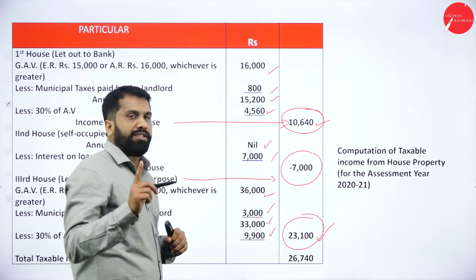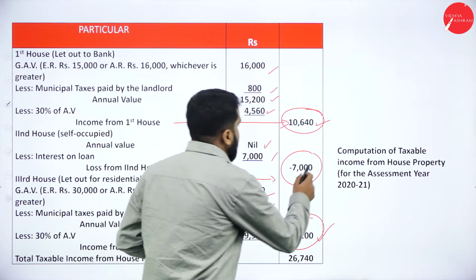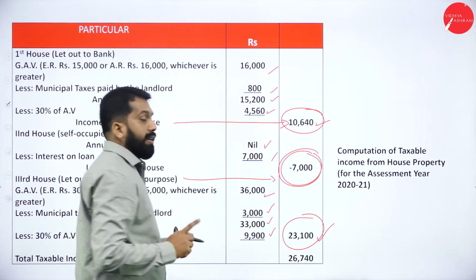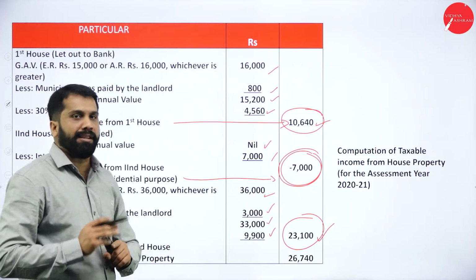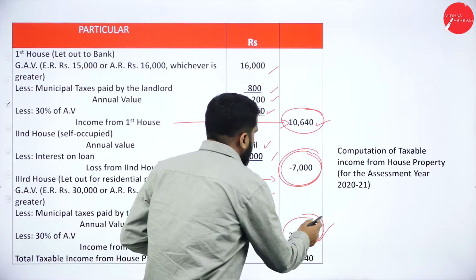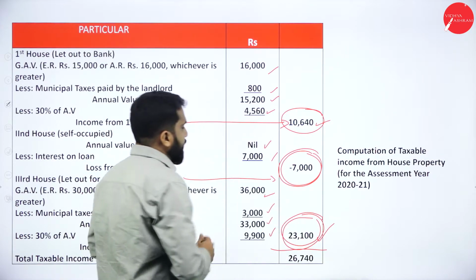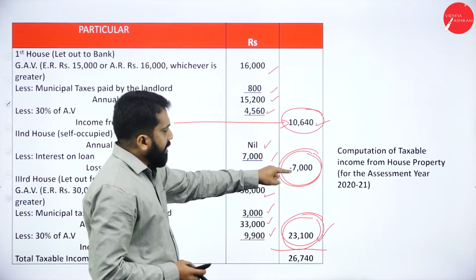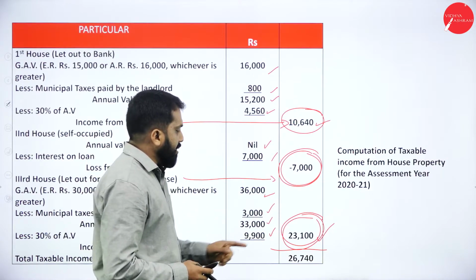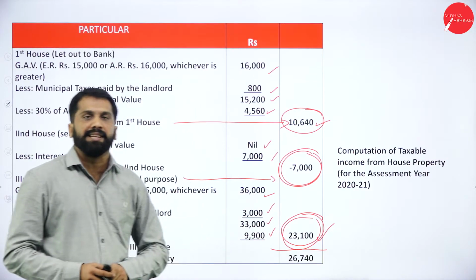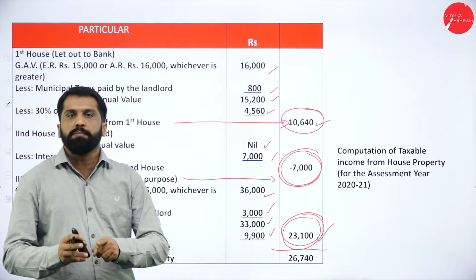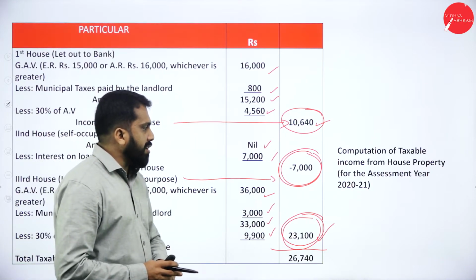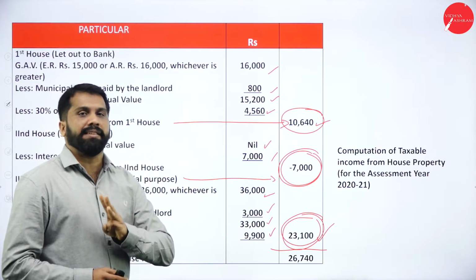Now, what is your final answer? 10,640 for the first house, and 7,000 for your second house, that is minus 7,000, and for your third house plus 23,100. So 10,640 minus 7,000 plus 23,100, you will get 26,740. Hope you understood. This is the calculation for your 3 houses.